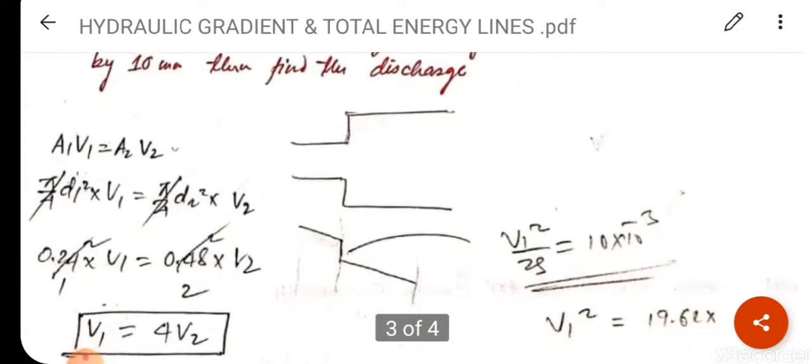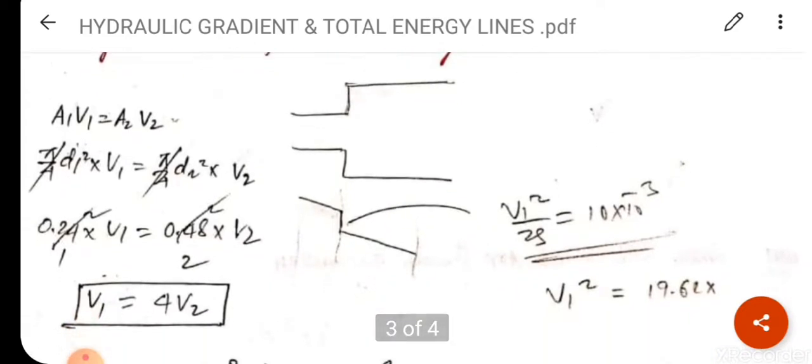So you all know that the continuity equation is nothing but a1 v1 is equal to a2 v2. So applying the formula, pi by 4 d1 square into v1 is equal to pi by 4 d2 square into v2, we will get v1 in terms of v2 as v1 is equal to 4 v2. Clear? Kinetic head is given as v1 square upon 2g.